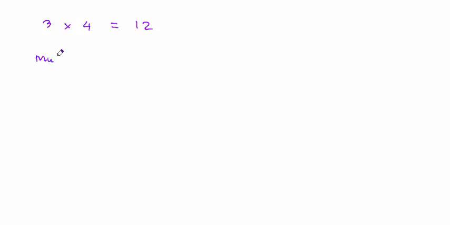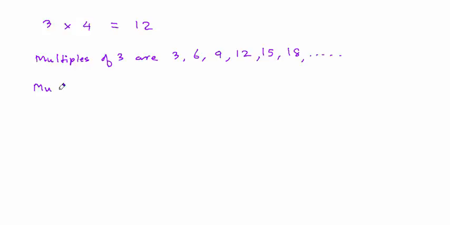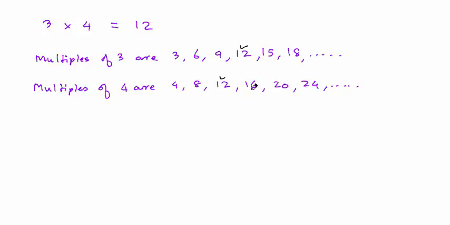For example, the multiples of 3 are 3, 6, 9, 12, 15, 18, and so on. And there's no end to this list of multiples of 3, or for that matter, any number. The multiples of 4 are 4, 8, 12, 16, 20, 24, and so on. And as we see over here, 12 is a number that's a multiple of both 3 and 4. That's exactly what this statement out here says.